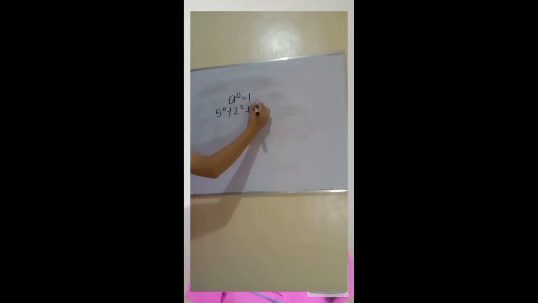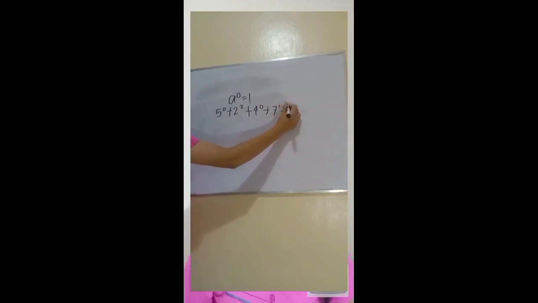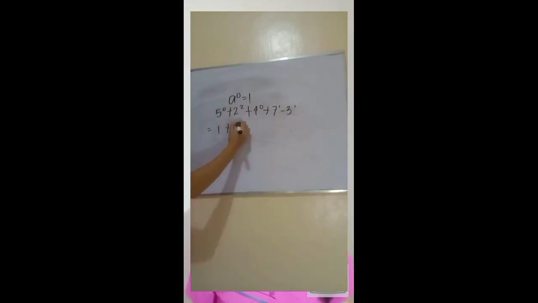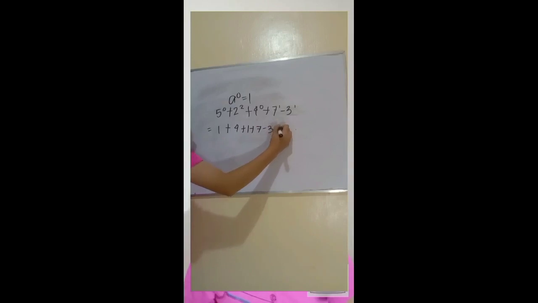Example: what is the value of 5 raised to 0 plus 2 raised to 2 plus 4 raised to 0 plus 7 raised to 1 minus 3 raised to 1? Solution: 5 raised to 0 plus 2 raised to 2 plus 4 raised to 0 plus 7 raised to 1 minus 3 raised to 1 is equal to 1 plus 4 plus 1 plus 7 minus 3, which is equal to 10. The answer is 10.